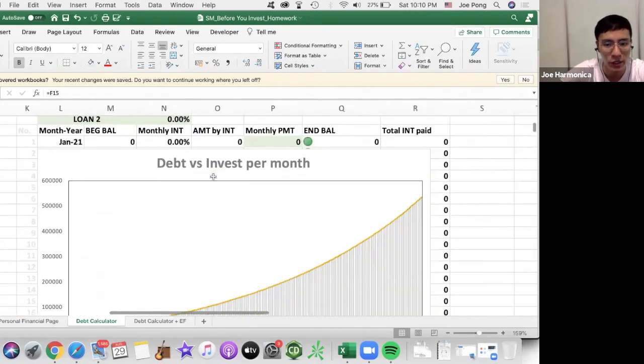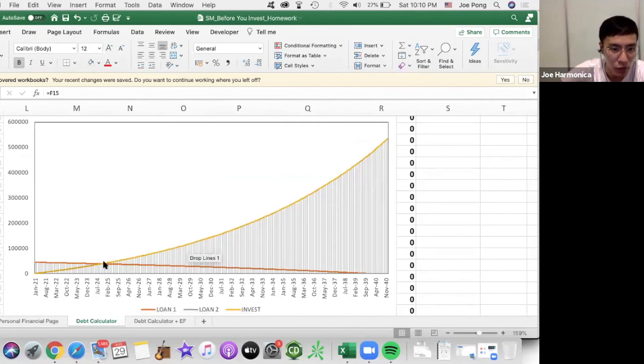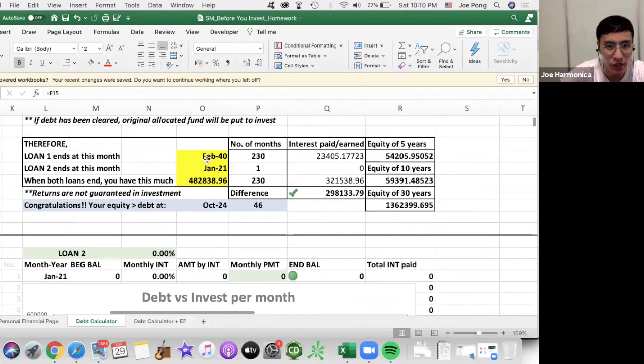So let's look at this chart again. This is your break-even point, and by the time you finish paying your debt will be February 2040. So you take a longer period of time to pay off your debt, but by the time you finish your debt, you have a significantly larger amount, and you can see that the interest you earn compared to the interest you pay is significantly larger, all right?